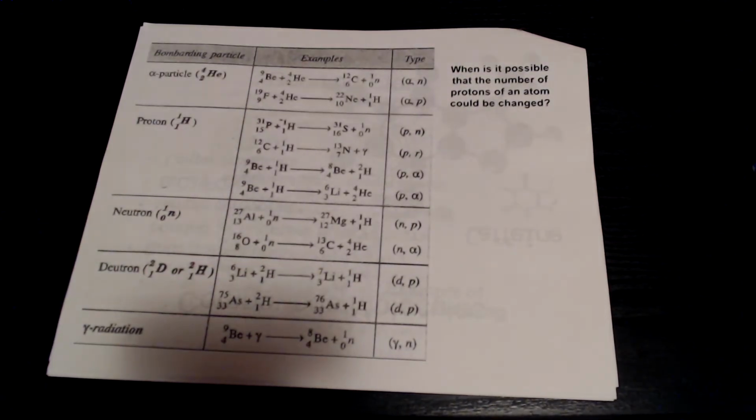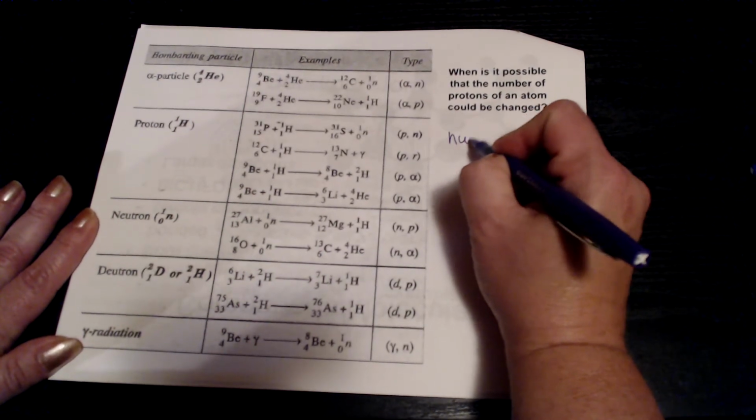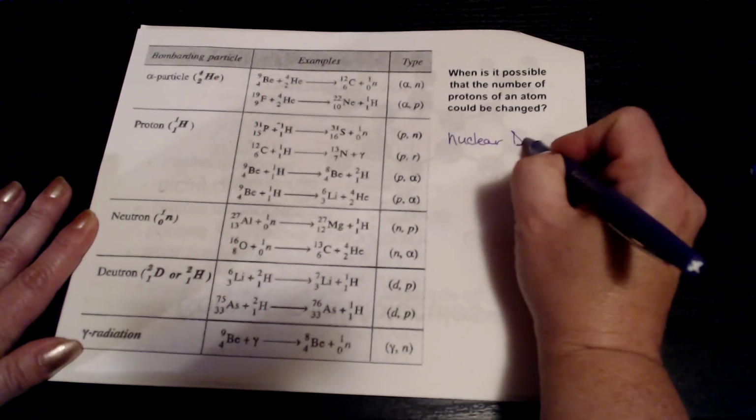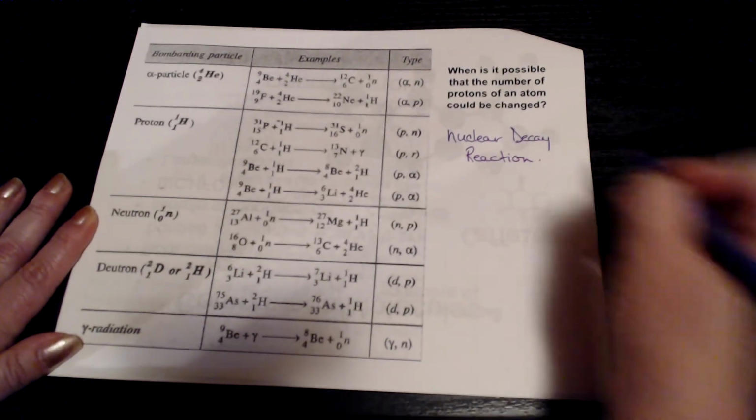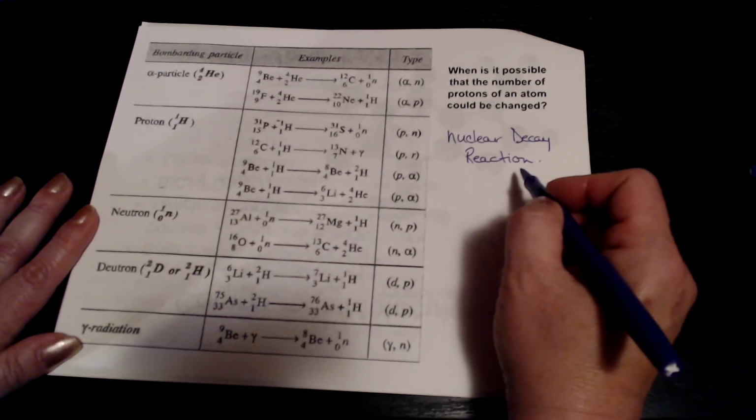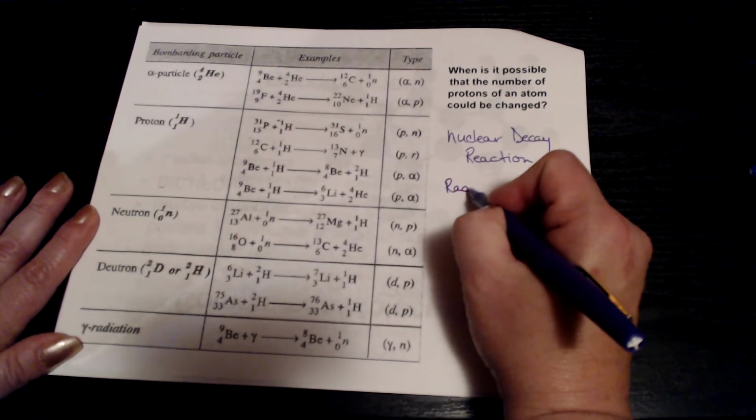Okay. This is a question that comes up, and I've alluded to talking about this before. It did come up with a couple of the classes who we've already done these notes with. When is it possible that the number of protons of an atom could be changed? The only time that it is possible that the number of protons changes is in what's called a nuclear decay reaction. So we're typically starting a nuclear decay reaction with a radioactive isotope to begin with.